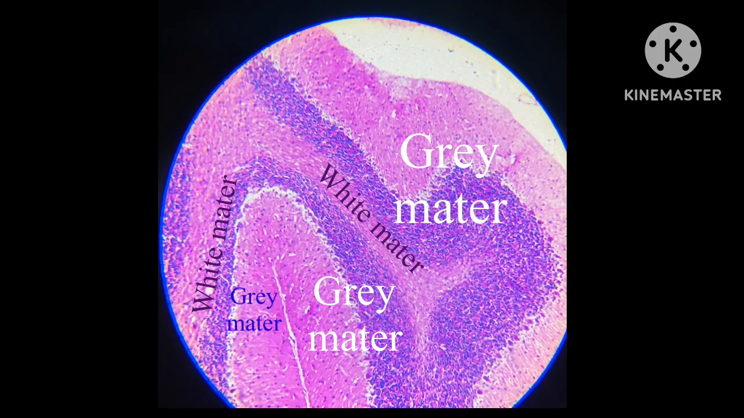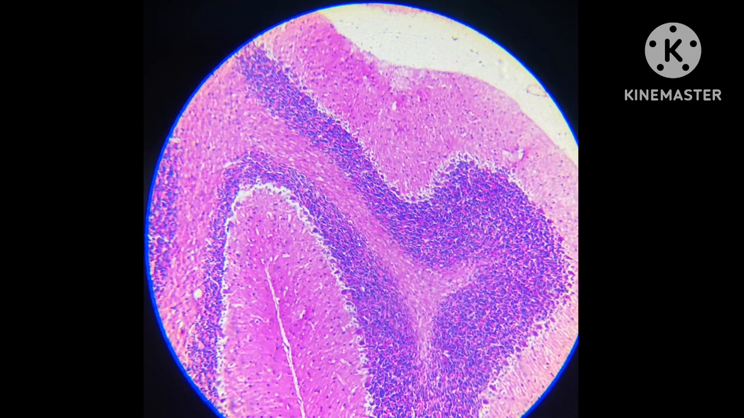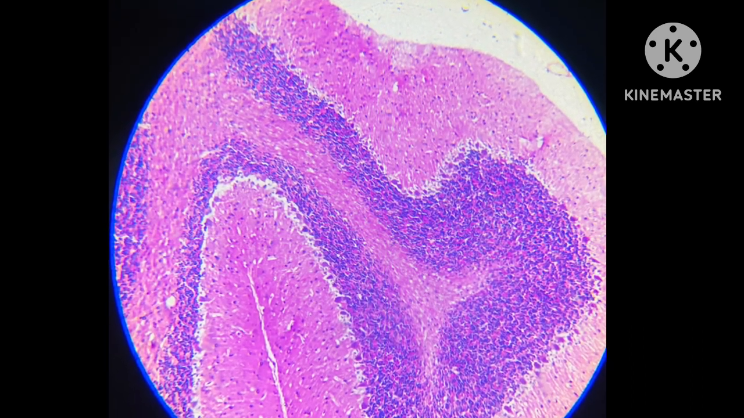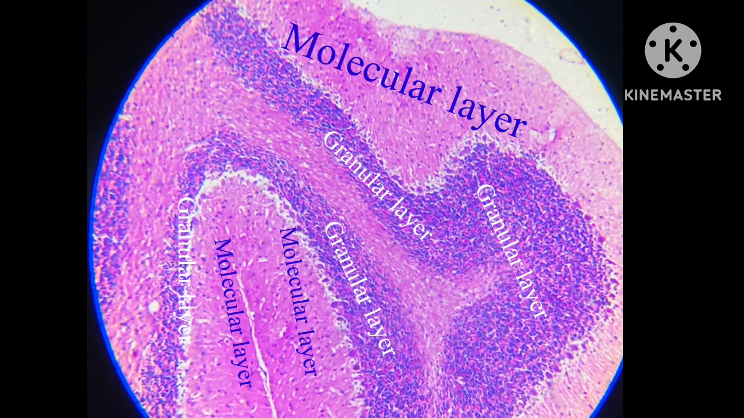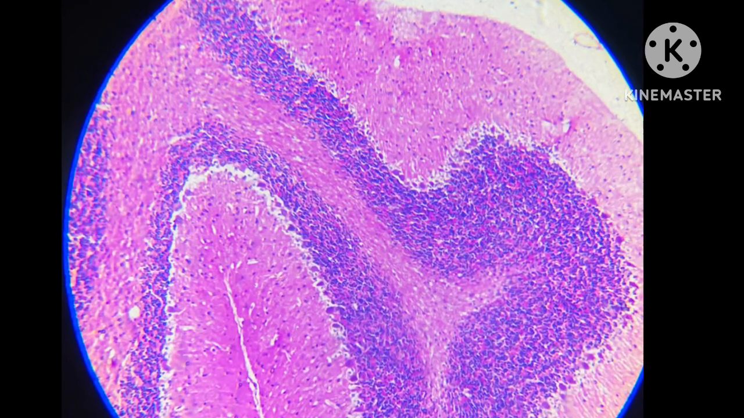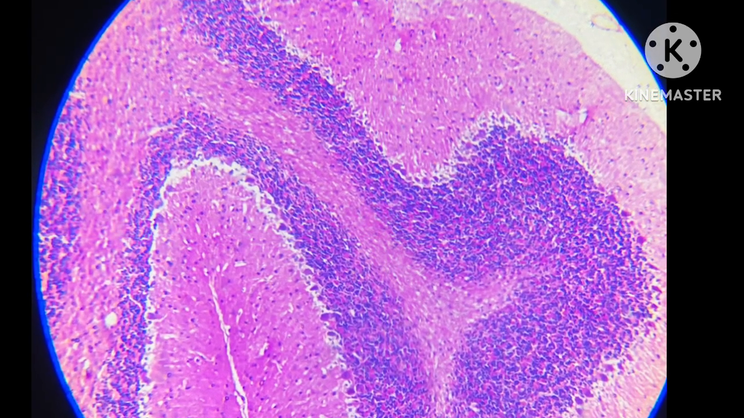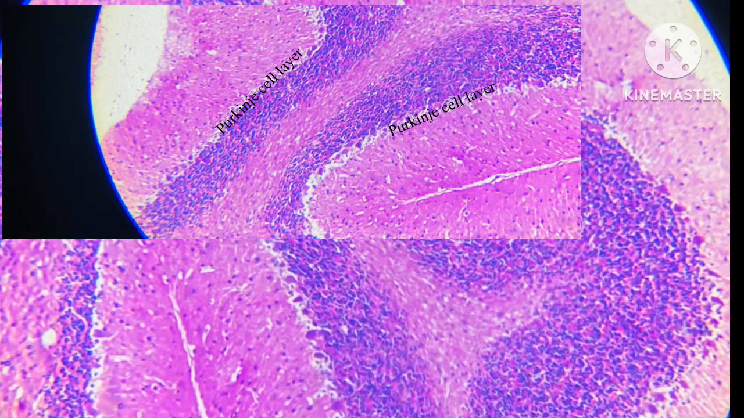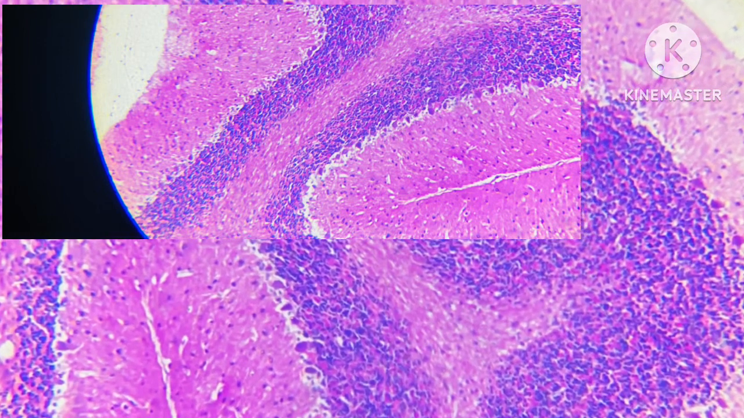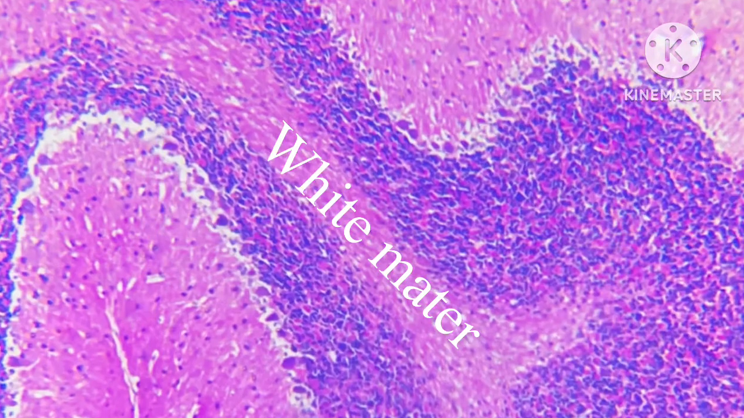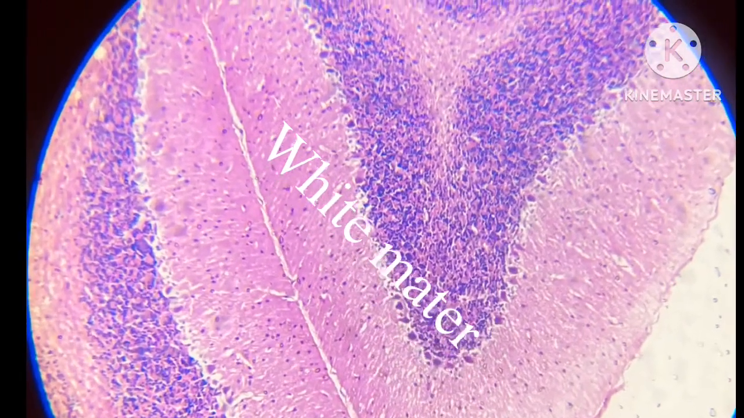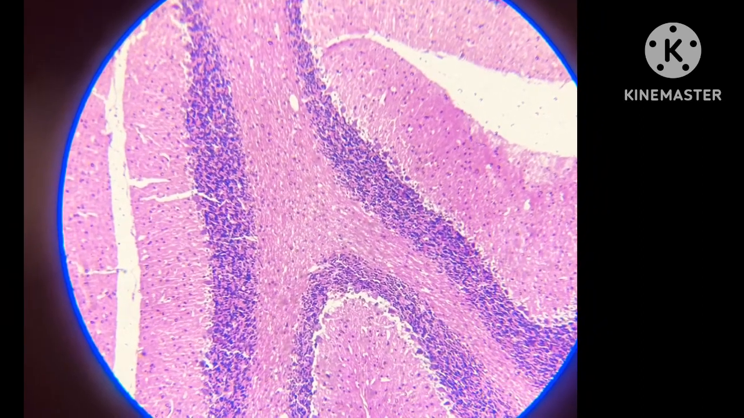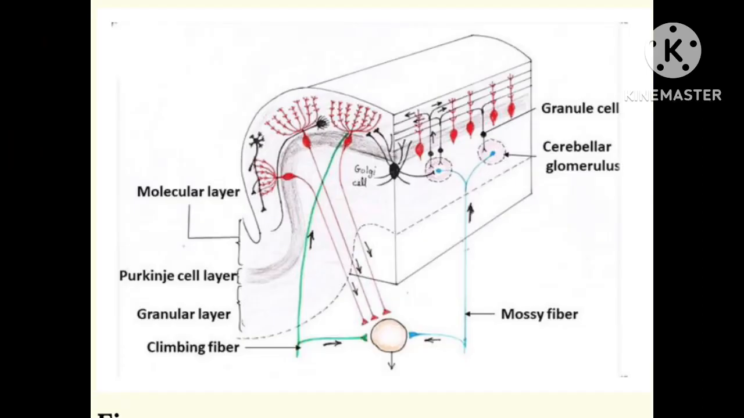Microscopic view. Two folia are separated by a narrow white line. On each side of the white line there are layers of the cerebellum: the outer molecular layer, Purkinje's layer and granular layer. Inside these three layers is the white matter. The outer cortex contains grey matter and the inner part contains white matter.